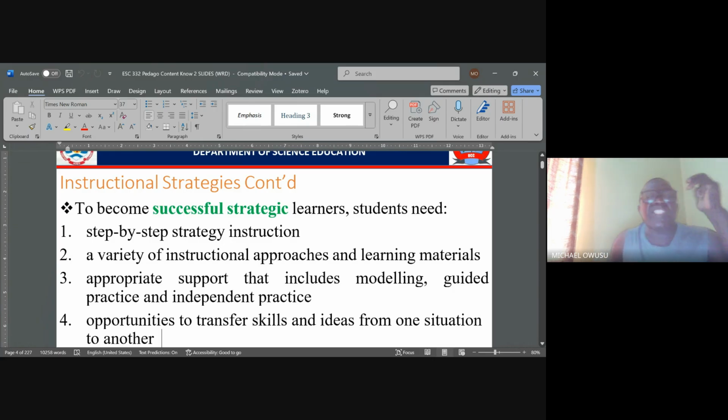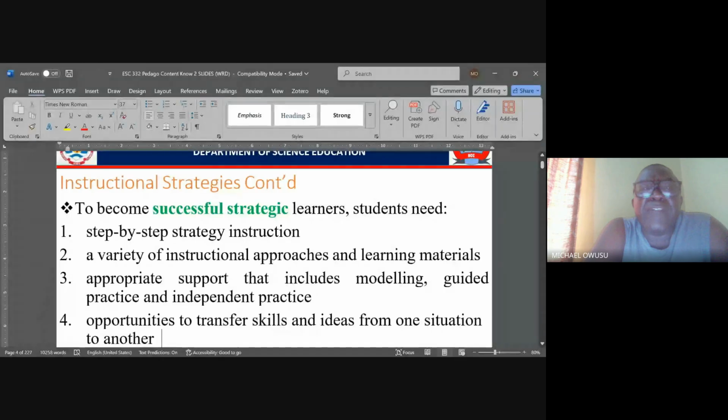Then a variety of instructional approaches, and a variety of learning materials must also be used. You don't go to the classroom and always give your lesson as if it's a lecture, blah blah blah. Then they talk and go. No, you don't do that. Sometimes you need to vary the approaches.